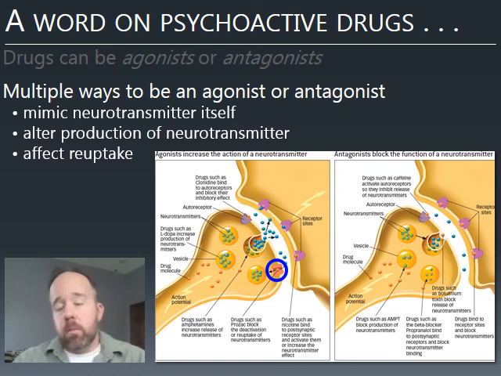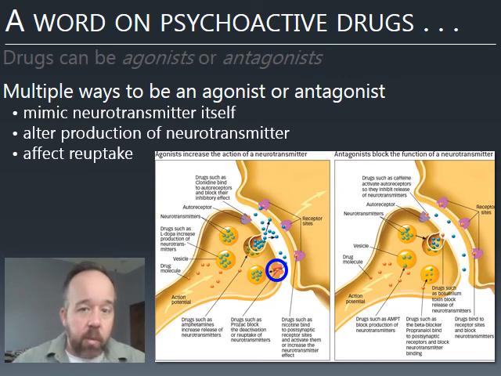So if a drug increases reuptake, it's an antagonist because you're pulling neurotransmitter back into the presynaptic neuron, and it can't be out there doing its job. If you block reuptake, if you inhibit reuptake, then neurotransmitter stays out there in the cleft for longer. It can do its job for longer. And so that would be an agonist.